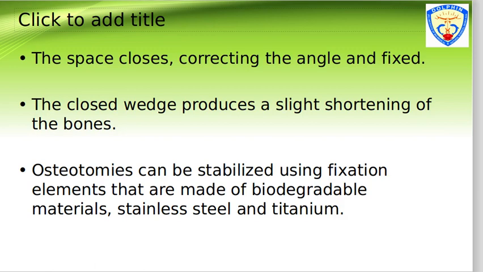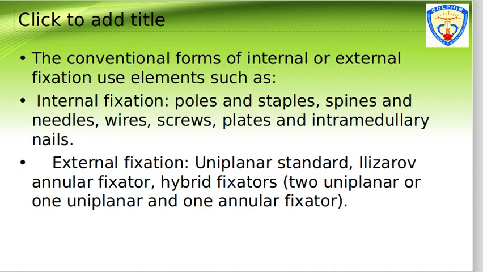The closed wedge produces a slight shortening of the bones, and osteotomies can be stabilized using fixation elements made up of biodegradable materials, stainless steel and titanium. The conventional forms of internal or external fixation use elements such as, for internal fixation, pins, staples, spines, needles, wires, screws, plates and intramedullary nails. While for external fixation we use uniplanar, standard, Ilizarov annular fixators and hybrid fixators. So these are different types of fixators, external and internal.